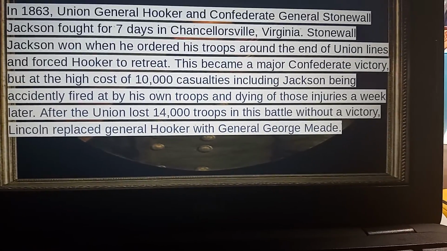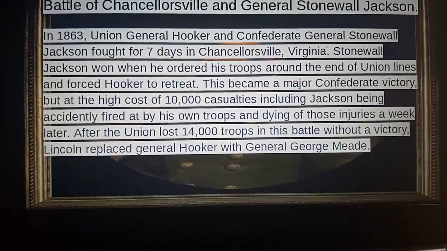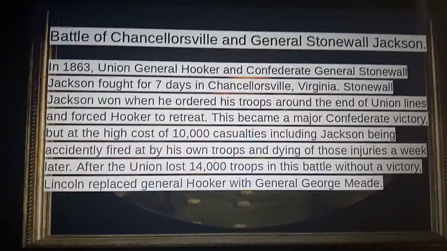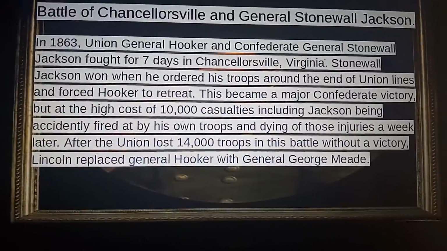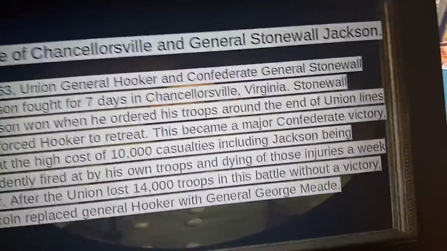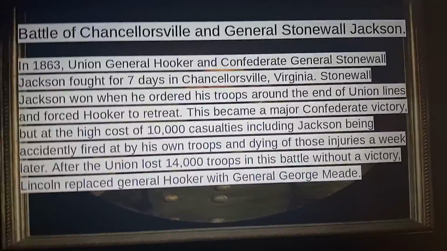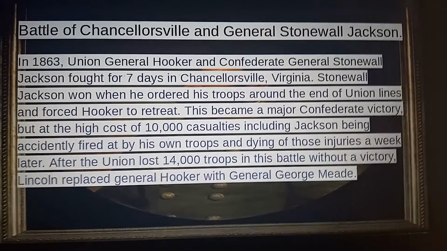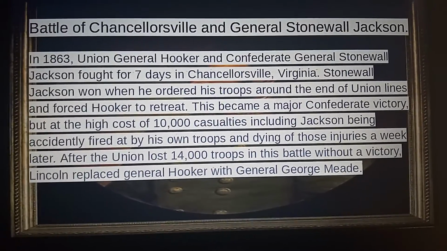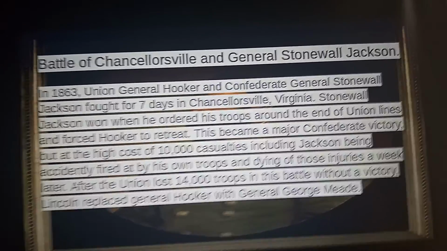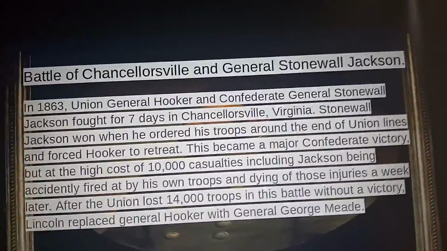After the Union lost 14,000 troops in the battle without a victory, Lincoln replaced General Hooker with General George Meade. You'll find that it's a common pattern that Lincoln replaced generals. McClellan left with many losses and retreats, and you can't expect that to change until Grant takes charge. Also, I want to point out the hilarious irony that a Confederate general nicknamed Stonewall, for not allowing Union forces to penetrate into Confederate territories, was shot at by his own troops.